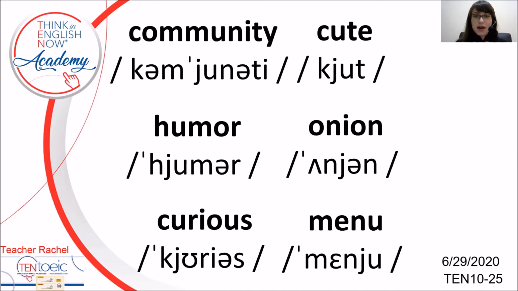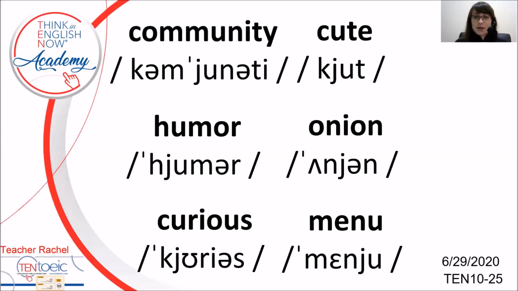Cute. This is a very common word we use to describe when we really like how something looks. For example, a baby is very cute. A puppy is very cute. So we like to look at them and they make us feel good. Humor. This is describing someone who thinks things are very funny and they can laugh a lot. He has a good sense of humor. So it means that he really likes to laugh and he enjoys it.